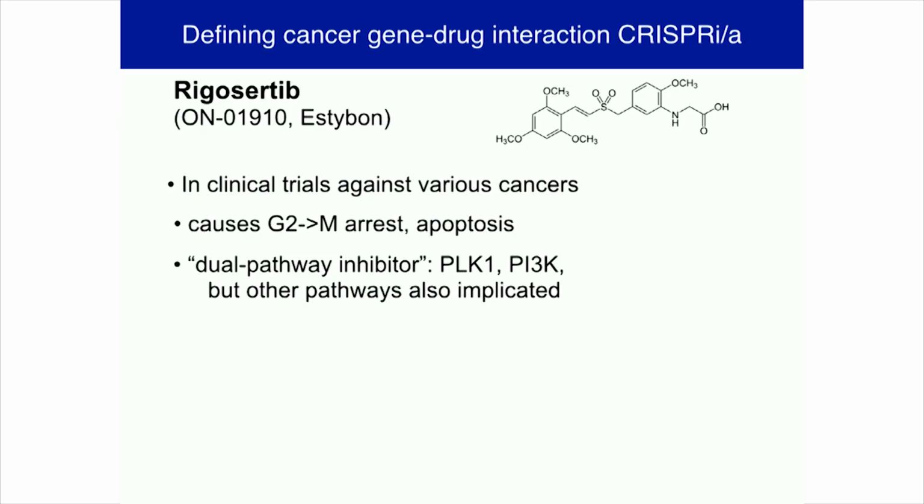And this example was to a drug called rigosertib, or Rigo. It's in clinical trials, including late phase stage 3. So those are the big trials that cost a lot of money and involve a lot of patients for myelodysplasic disorder. It seems to cause a G2 to M arrest and apoptosis, and has been implicated in inhibiting at least two different types of kinases, polo-like kinases and PI3 kinases, but other pathways have also been implicated.